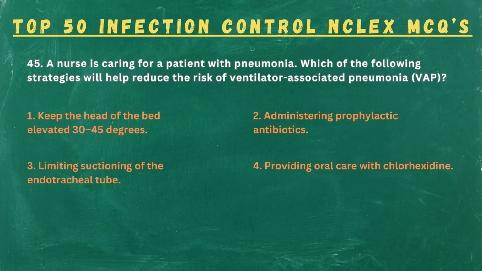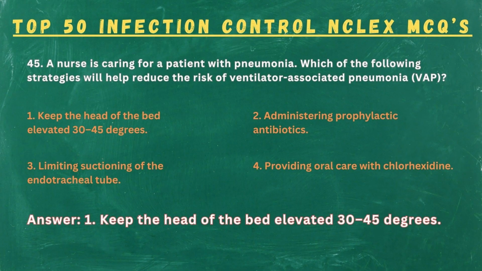45. A nurse is caring for a patient with pneumonia. Which of the following strategies will help reduce the risk of ventilator-associated pneumonia, VAP? 1. Keep the head of the bed elevated 30 to 45 degrees. 2. Administering prophylactic antibiotics. 3. Limiting suctioning of the endotracheal tube. 4. Providing oral care with chlorhexidine. Answer: 1. Keep the head of the bed elevated 30 to 45 degrees.